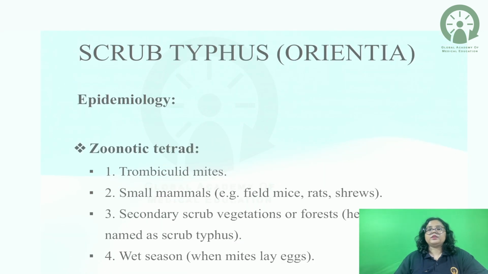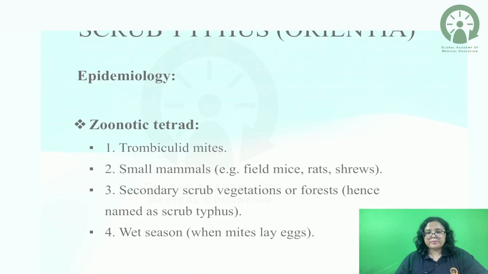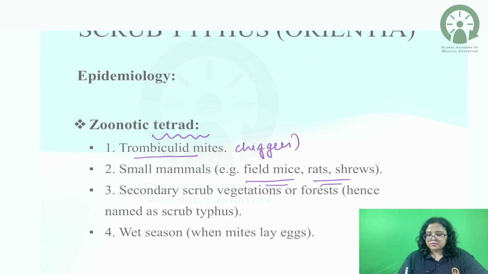So the epidemiology of scrub typhus is also very important. There is a zoonotic tetrad which maintains the life cycle. It consists of the trombiculid mites, the larval forms, which are known as chiggers, and the small mammals, which are the field mice, the rats and the shrews, the scrub vegetation or forest, hence the name scrub typhus, and the wet season when mites lay eggs.